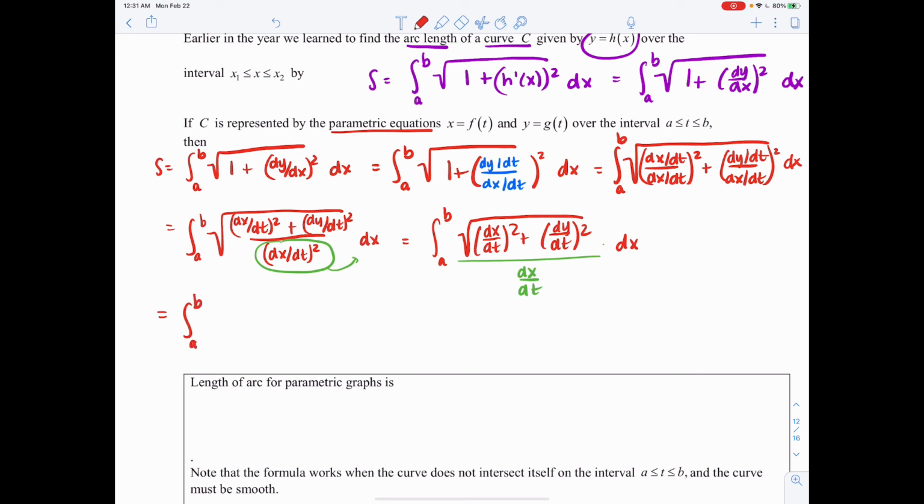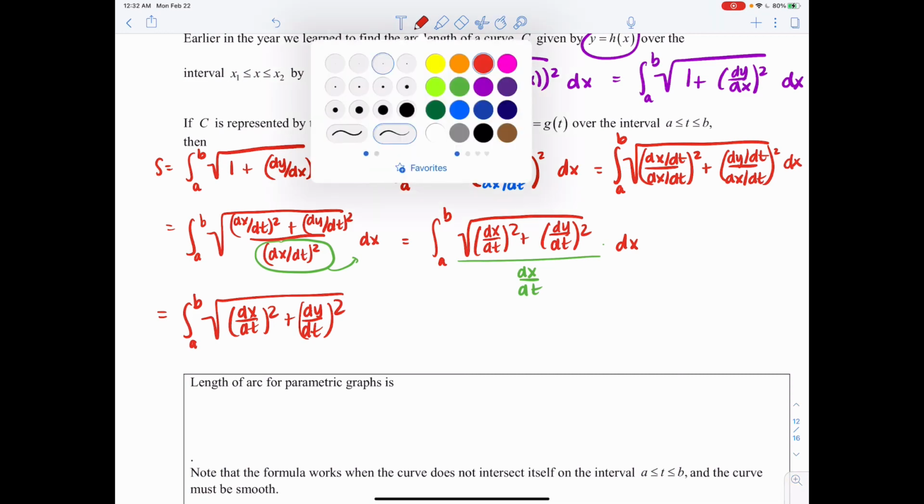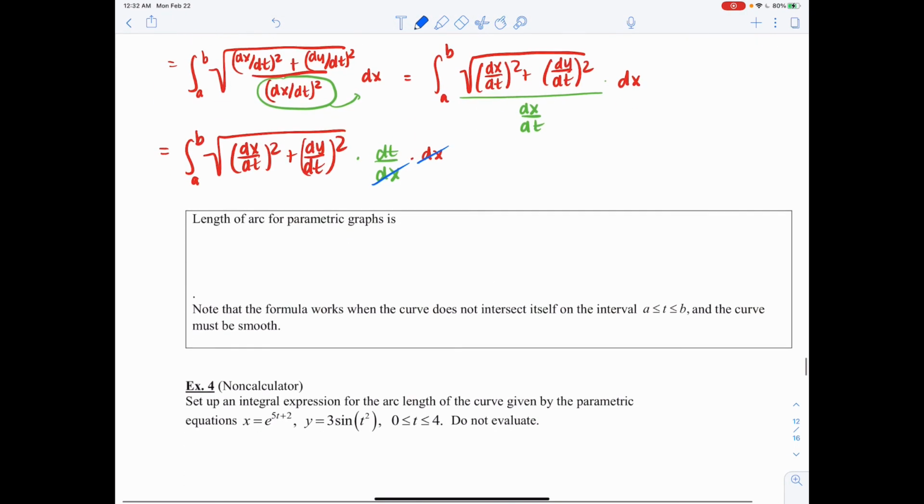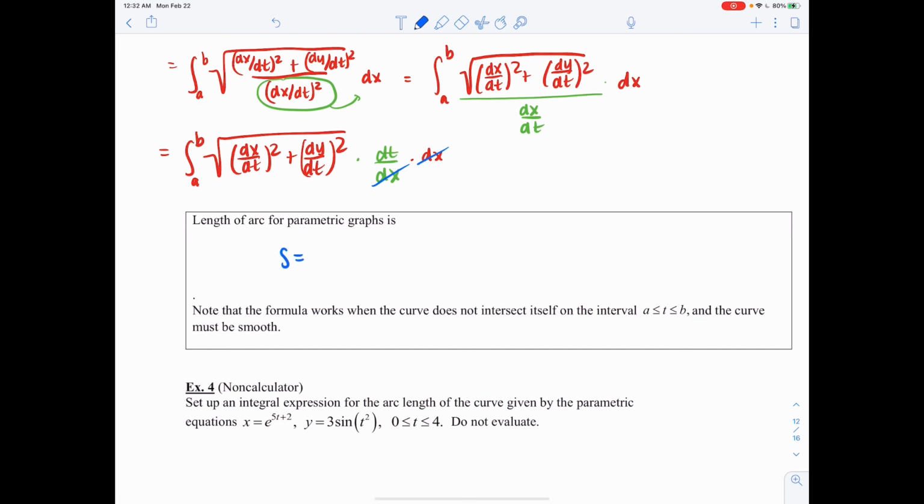We're in the home stretch. Integral from a to b, square root dx dt squared dy dt squared. Dividing by a fraction is the same thing as multiplying by the reciprocal. And then we still have our dx right here. Well, those dx's are gone. And what you've just discovered is your new arc length formula for parametric graphs.